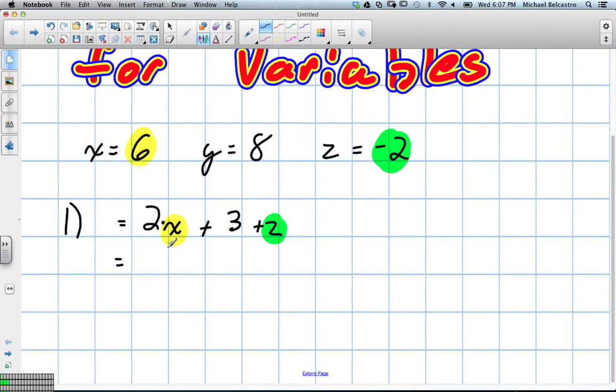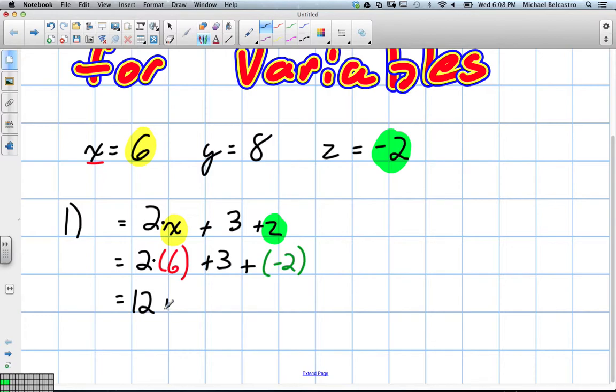Now this actually says 2 times x. So when we go to plug this in, it will be 2 times 6. Okay, and then plus the value of 3 plus, and this one is just a -2. So we're going to write it in as -2. So there's a bit of integer rules we'll have to remember here. 2 times 6 gives us 12.